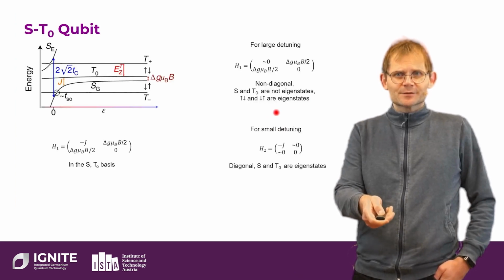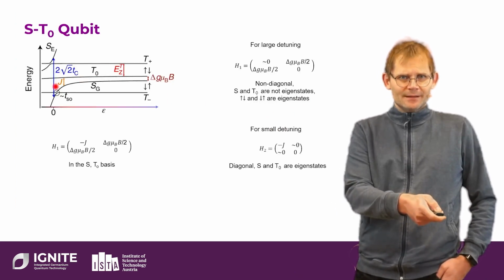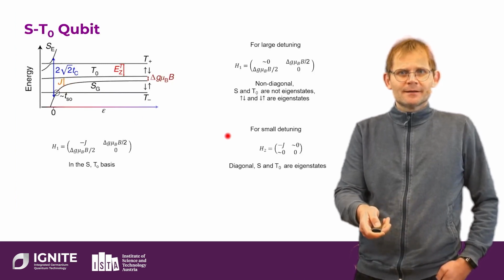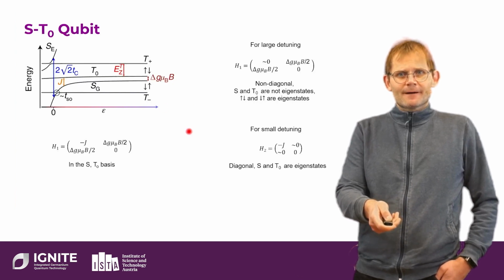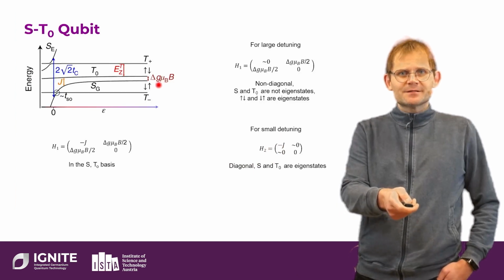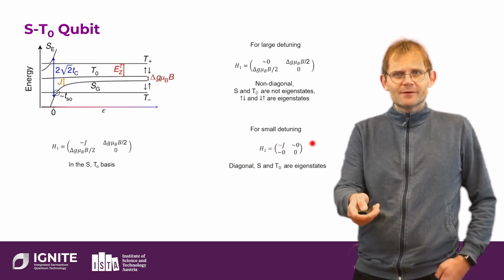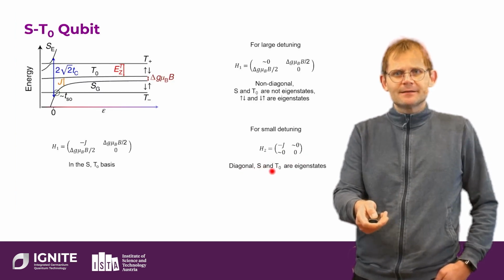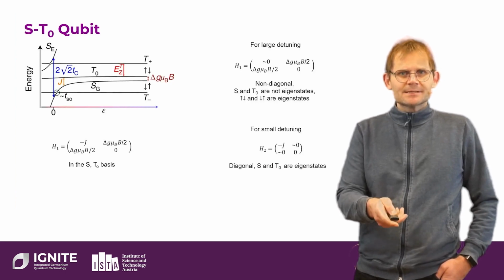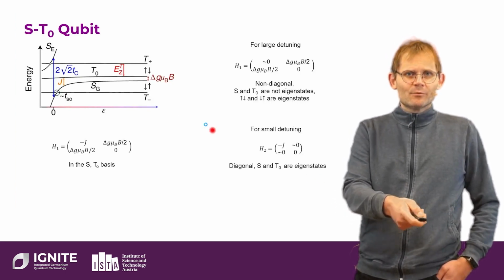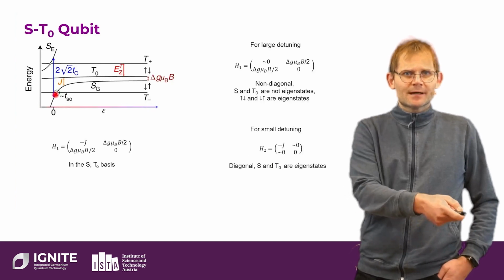On the other hand, for small detuning, so if we are, for example, in the position where we have the orange arrow, now our exchange interaction J is much, much bigger than Δg μB B. So we can think of the Hamiltonian written in that form. So now it's diagonal, and the singlet and T0 are eigenstates. So let's see how we are going to make use of the fact that practically we can change the Hamiltonian by simply moving in detuning in our double quantum dots.